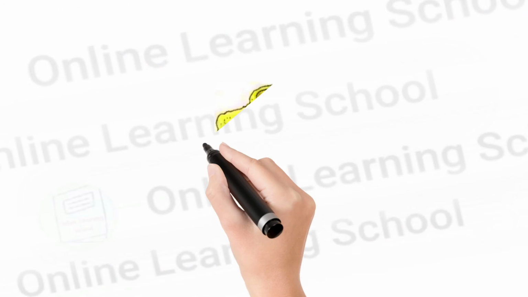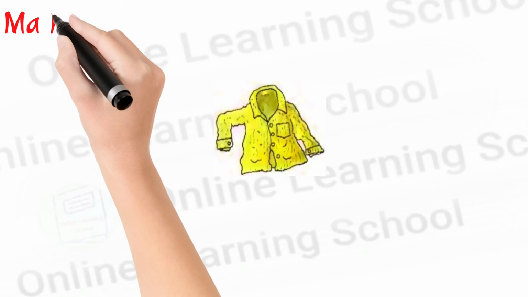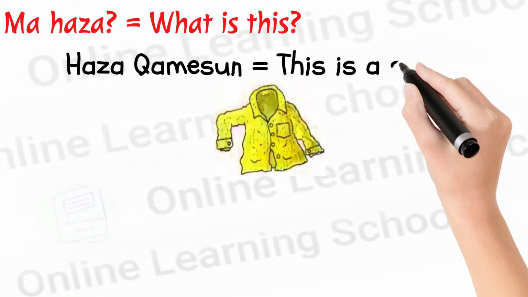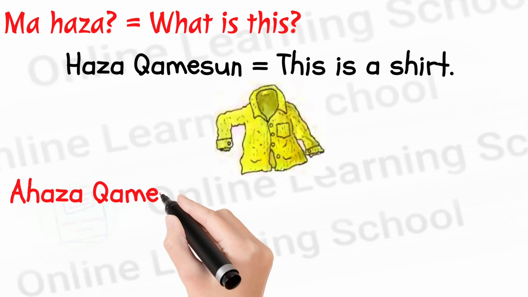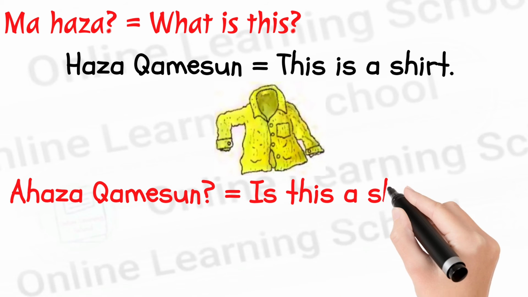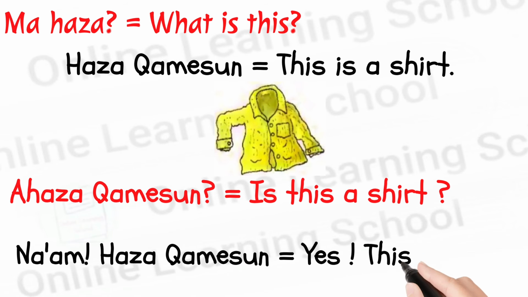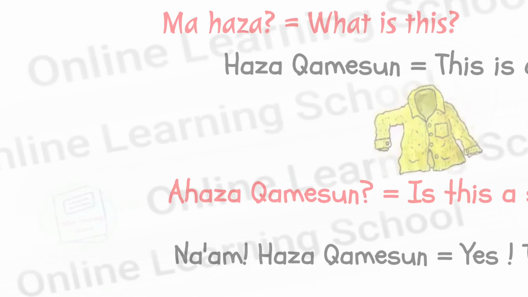Okay, next. Ma haza, what is this? Haza qamisun, this is a shirt. Ahaza qamisun, is this a shirt? Na'am, haza qamisun, yes, this is a shirt. Okay, next.